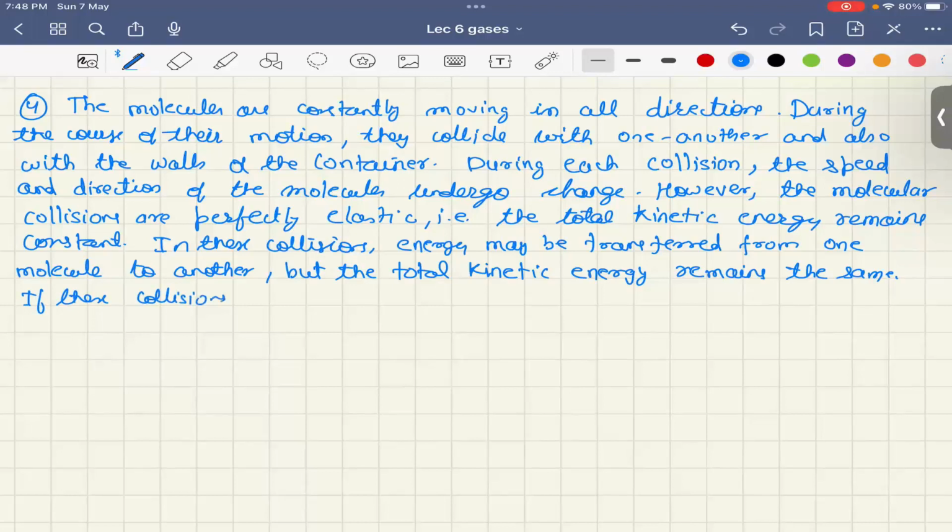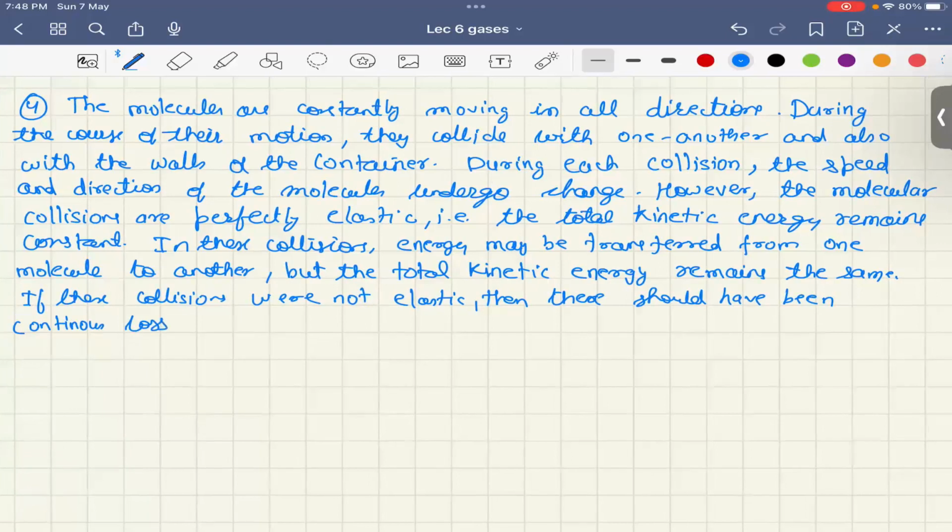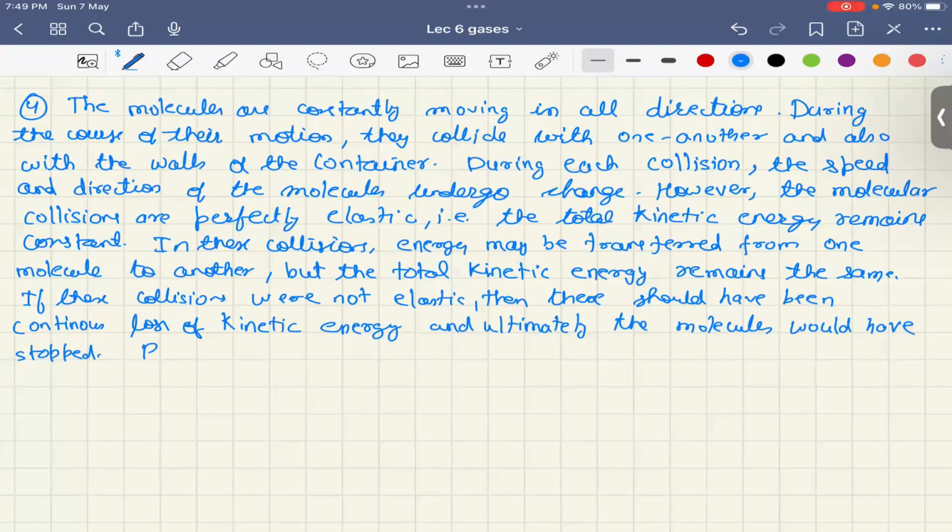If these collisions were not elastic, then there should have been a continuous loss of kinetic energy and ultimately the molecules would have stopped. But this does not happen, right?